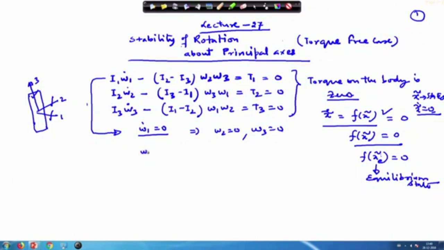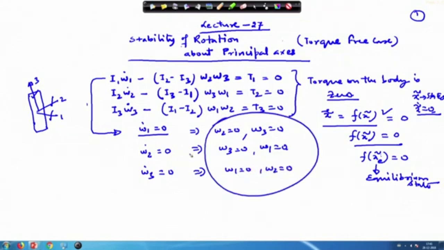Similarly, if we look for omega 2 dot, if we are looking for the equilibrium along this axis, omega 2 dot equal to 0 and this implies omega 3 equal to 0 and omega 1 equal to 0. Similarly, omega 3 dot equal to 0, this implies from here, okay. So this itself tells that omega 1 dot is 0, meaning omega 1 is not varying. So, omega 2 we can keep at 0 and omega 1 has a certain value, omega 1 equal to a constant. Okay. So, this condition is satisfied for the equilibrium.